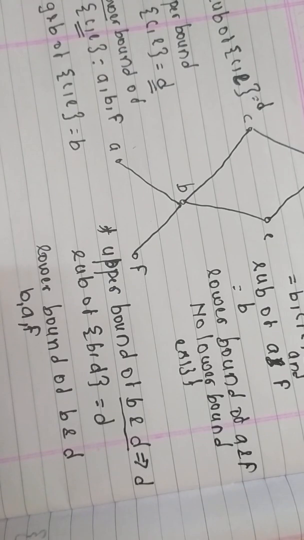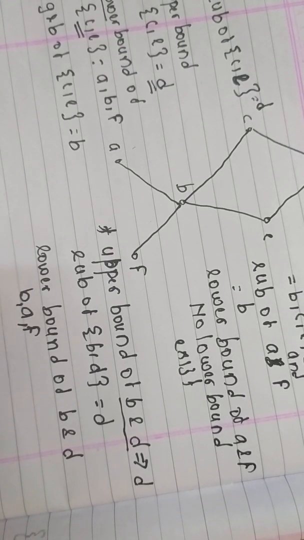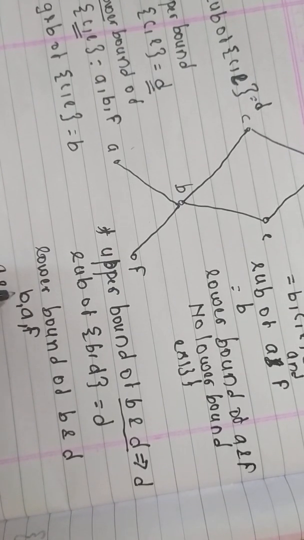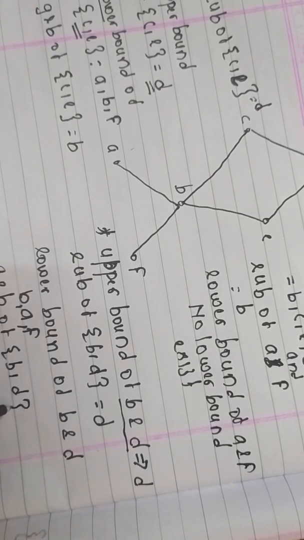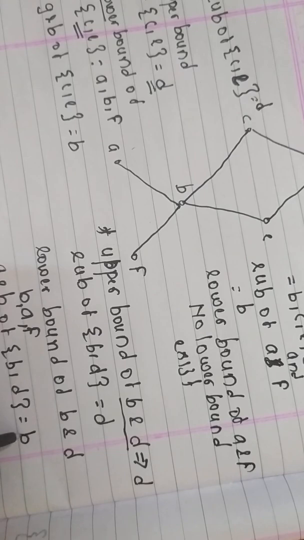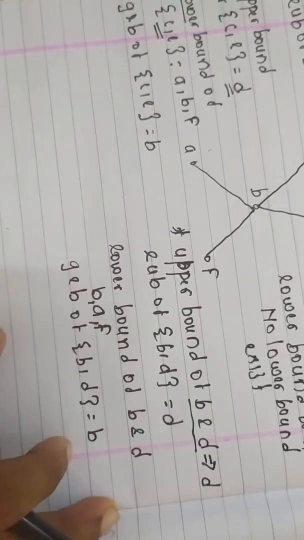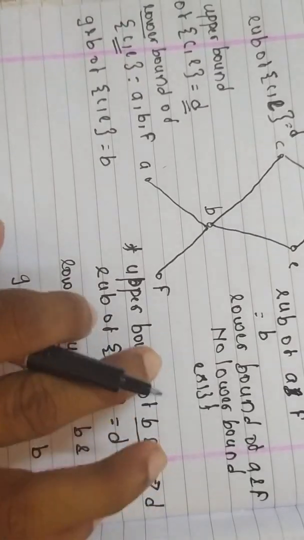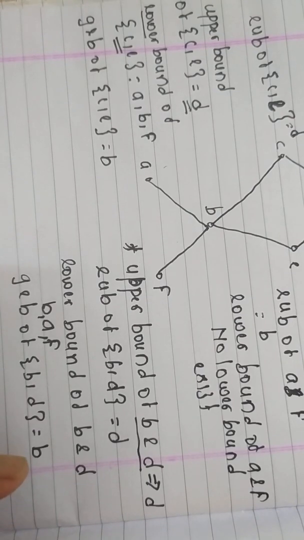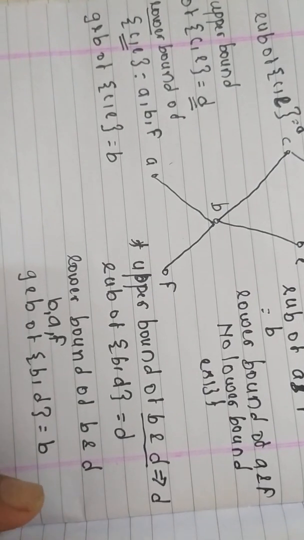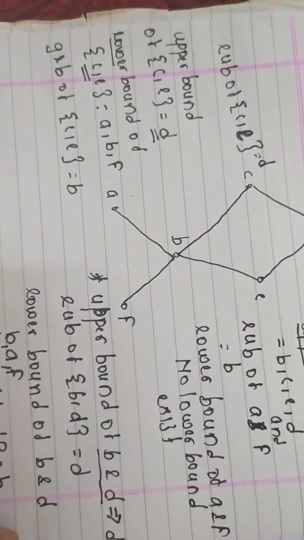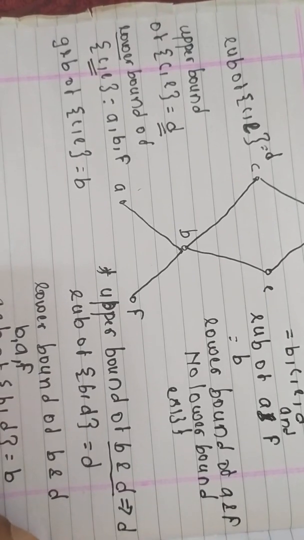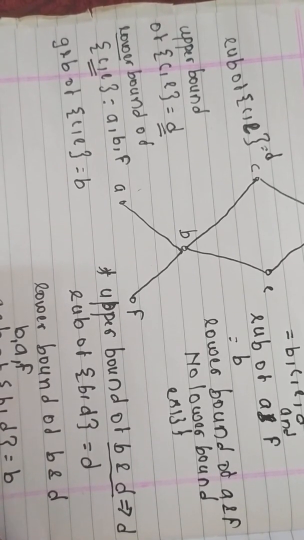And if you want to find the greatest lower bound of B and D, then this will be B. So here we cover four different terms: upper bound, lower bound, least upper bound and greatest lower bound. If you find it difficult, pause this video, observe this diagram, and practice on your own.